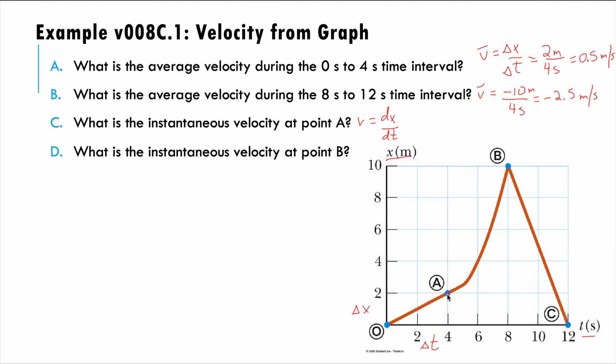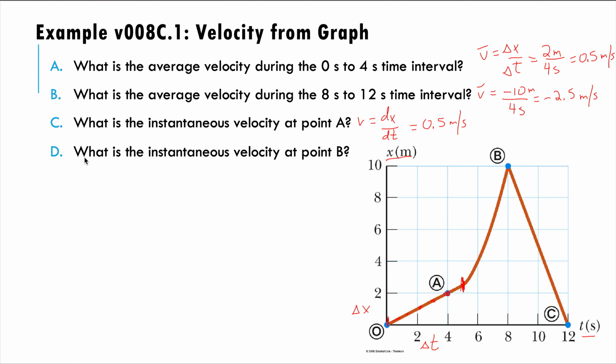So point A is right here along this straight line. We have already found the slope of this straight line. So a line tangent to this point would be a line that is parallel to this straight line. So we already know the slope of that line. That's what we found in part A. So that's 0.5 meters per second. So whenever you have a constant velocity, such as from 0 to this point right here, that means that any instant in between those times, you're always going to have an instantaneous velocity that is equal to that constant velocity.